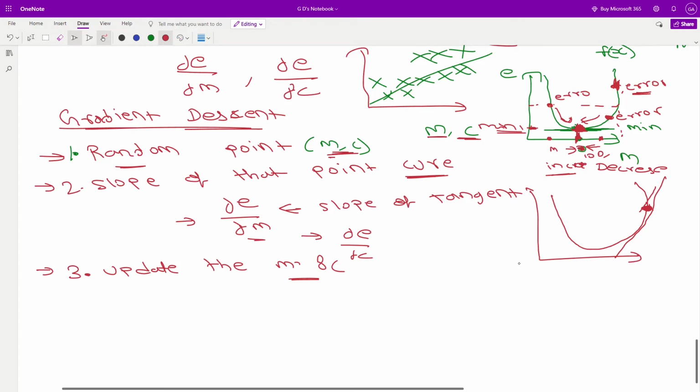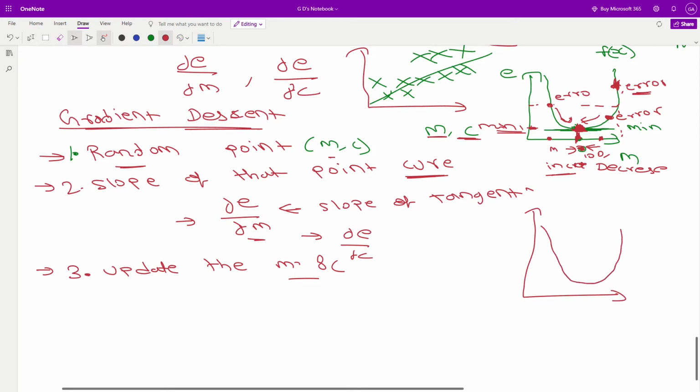For this particular graph, let me again repeat this point. If I talk about the x square equation, my graph will be something like this. And we understood that the minimum point is here. The error point is here, maybe. For this particular curve, the minimum point is here.